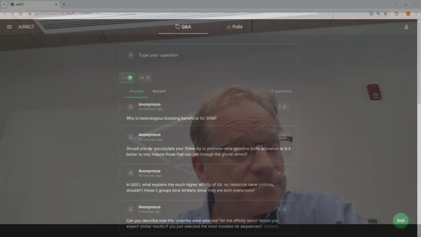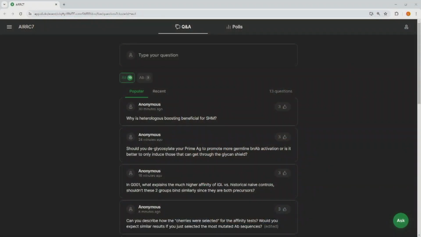Okay, next question, if you're willing. Do you think the nanoparticle is important compared to, for example, just the same antigen anchored on the cell surface, similar to the COVID vaccine?